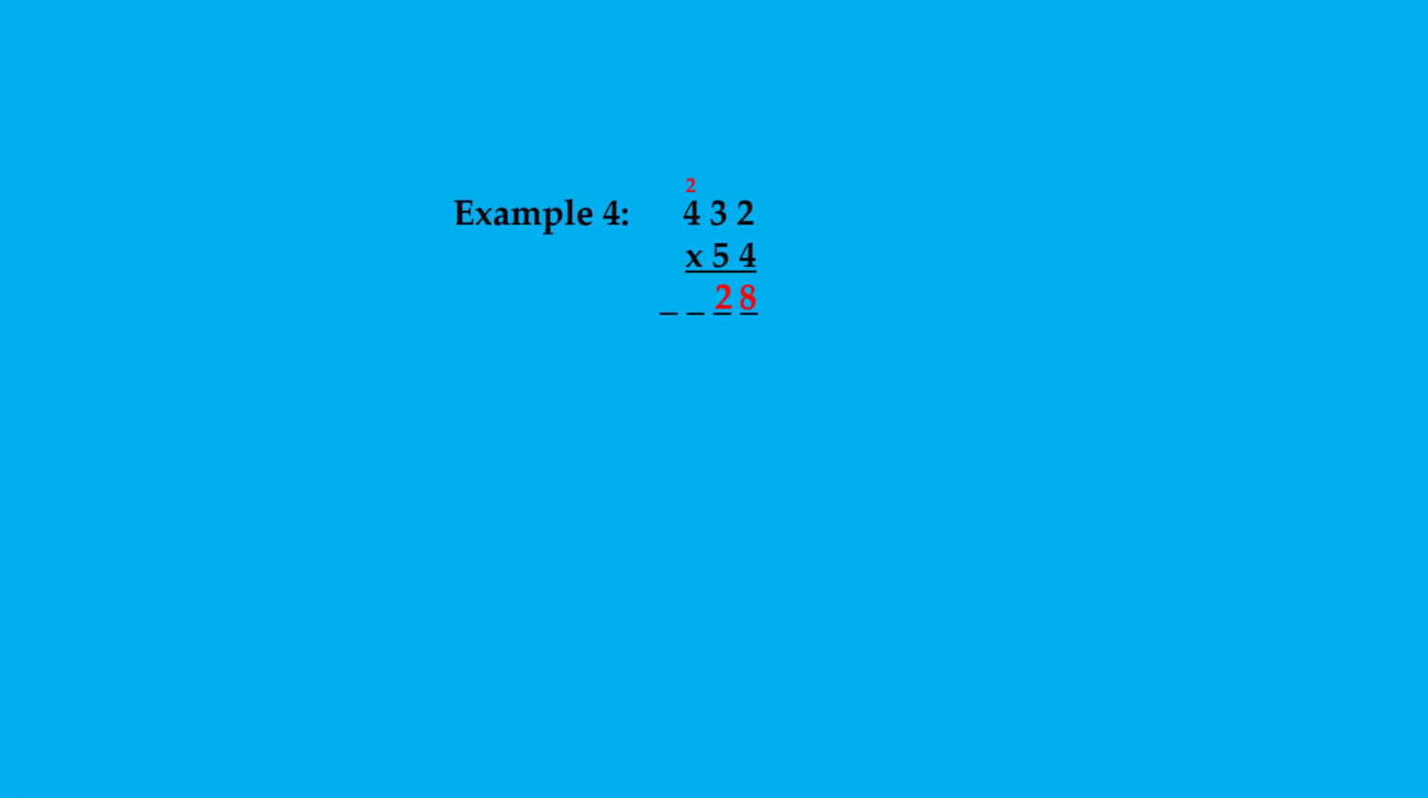Next, we want to get hundreds. So we're going to take 4 times 4 is 16. 5 times 3 is 15. 16 and 15 is 31, plus the 2 is 33. Write the 3 in the answer, regroup 3. Now we want to get thousands. So we take 4 times thousands, which is 0. 5 times 4, which is 20. So we end up with 23 for our thousands. So this is 23,328.